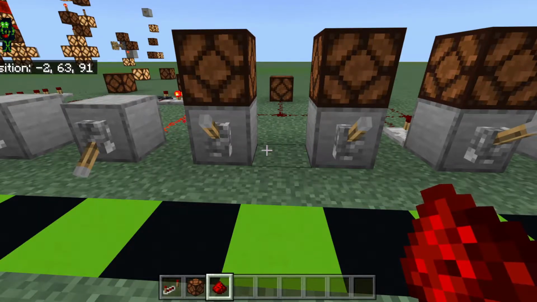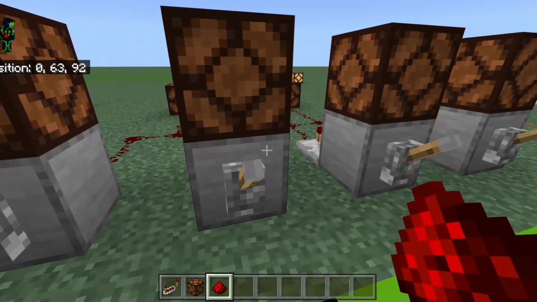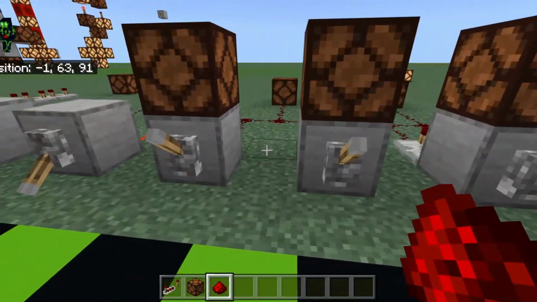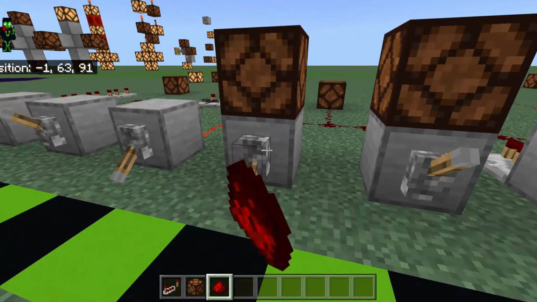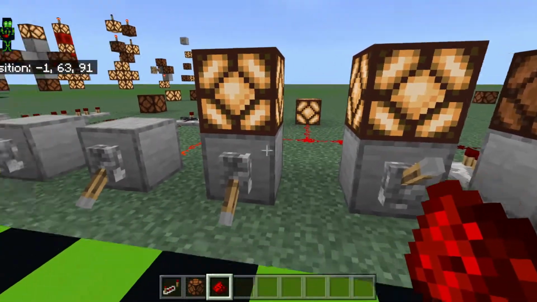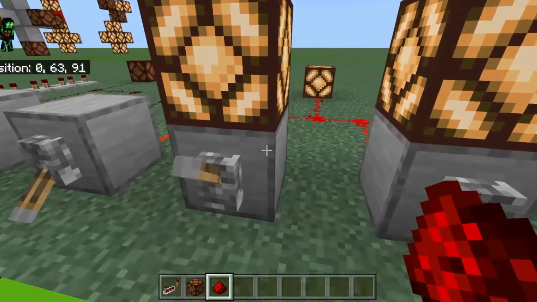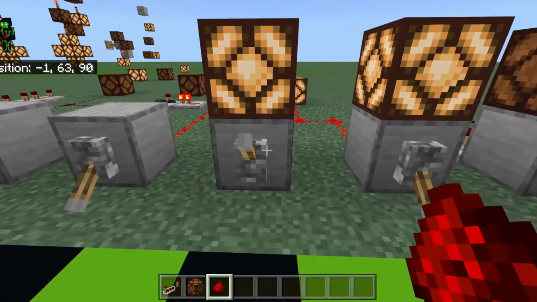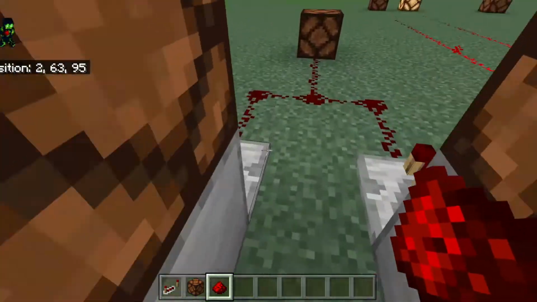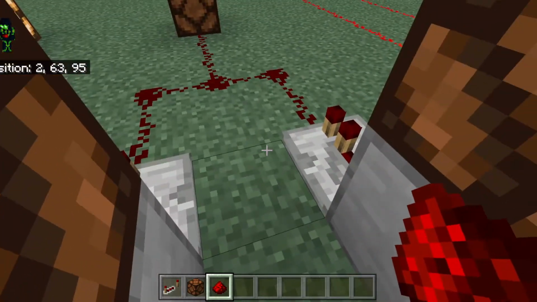Another way repeaters can be used is as a diode or a check valve so that a signal can only go one direction. So here you can see if we turn this lever on, all 3 lamps turn on. If we turn this lever on, all 3 lamps turn on, because this one is also powering this one via that redstone line there. Over here we've installed 2 repeaters facing out of these blocks.